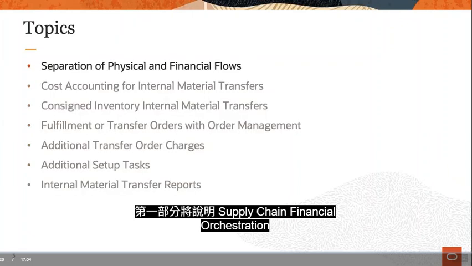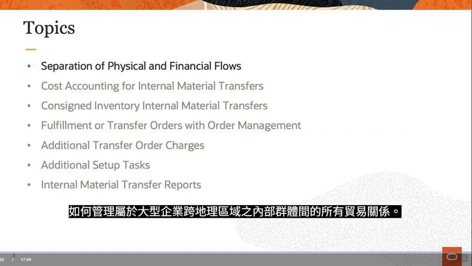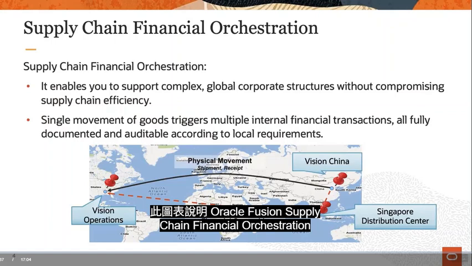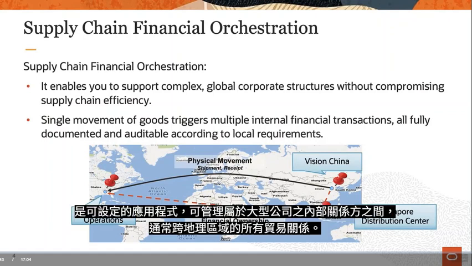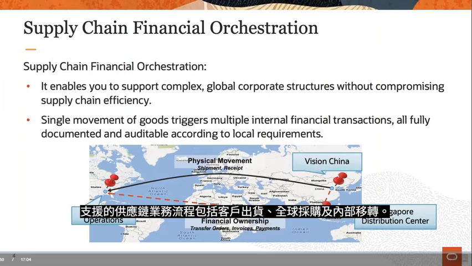The first section will describe how supply chain financial orchestration manages all the trade relationships between internal parties belonging to a large corporation spread across geographies. This diagram depicts how Oracle Fusion Supply Chain Financial Orchestration is a configurable application that manages all the trade relationships between internal parties belonging to a large corporation, typically spread across geographies. The supply chain business flows supported are customer shipment, global procurement, and internal transfers.